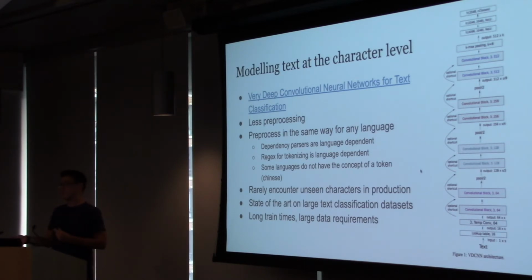Also, you're almost never going to see unseen characters in production because your vocabulary now consists of characters. So unless you've got really wacky emojis being sent to your bot that are not in your training set, this is quite robust to that. But the problem with these models is that they take a really long time to train and they take a lot of data to train. So one of the things that I've been looking into is things like transfer learning on large data sets and then using those weights in a model with a smaller data set to try and fine tune to our problem.